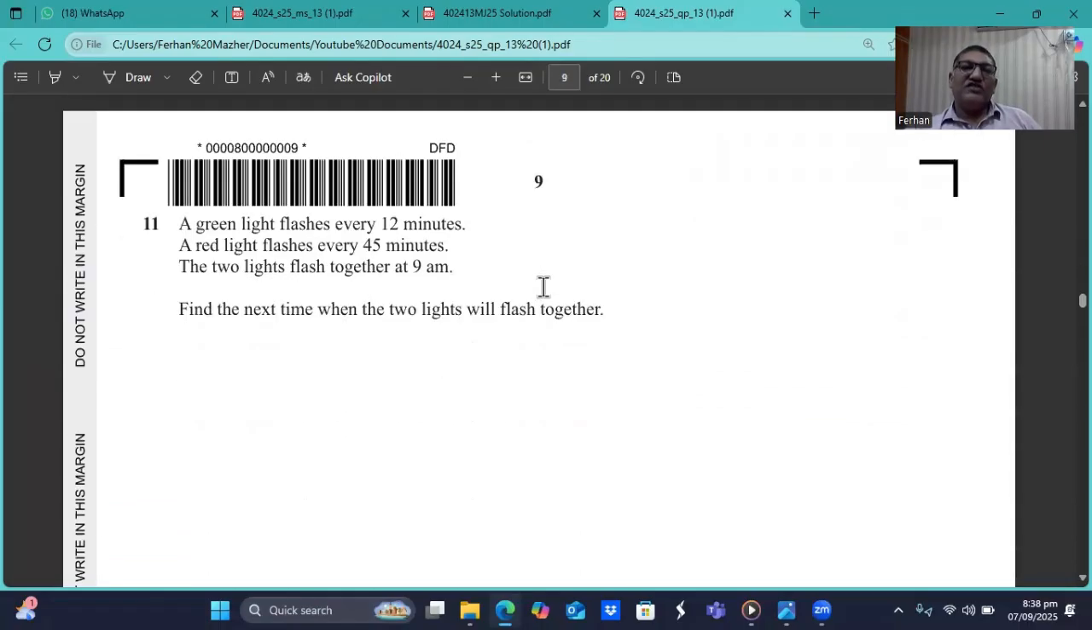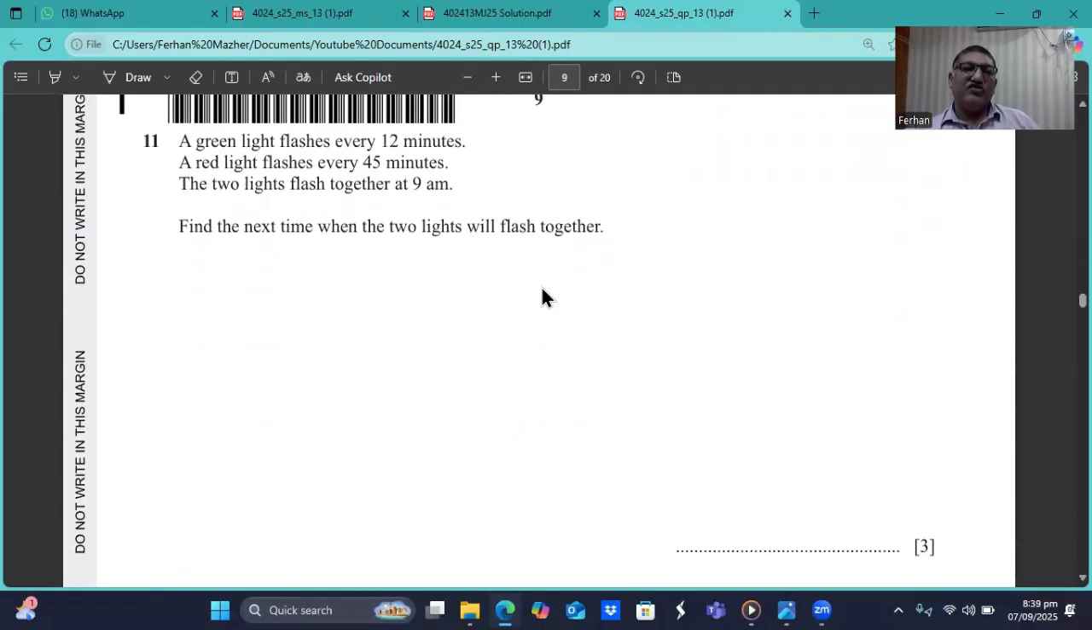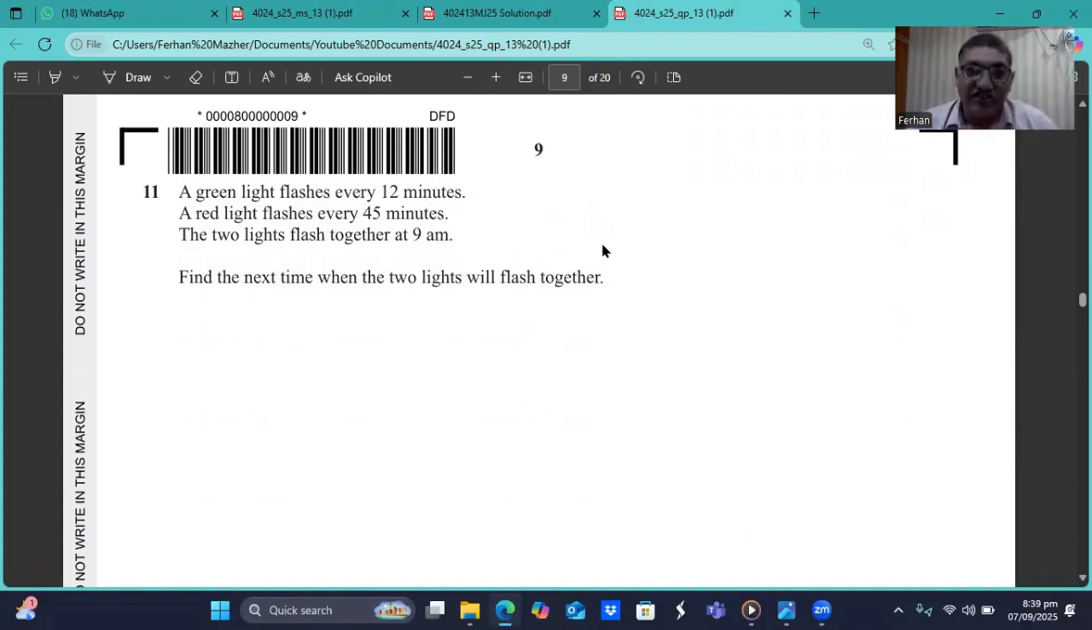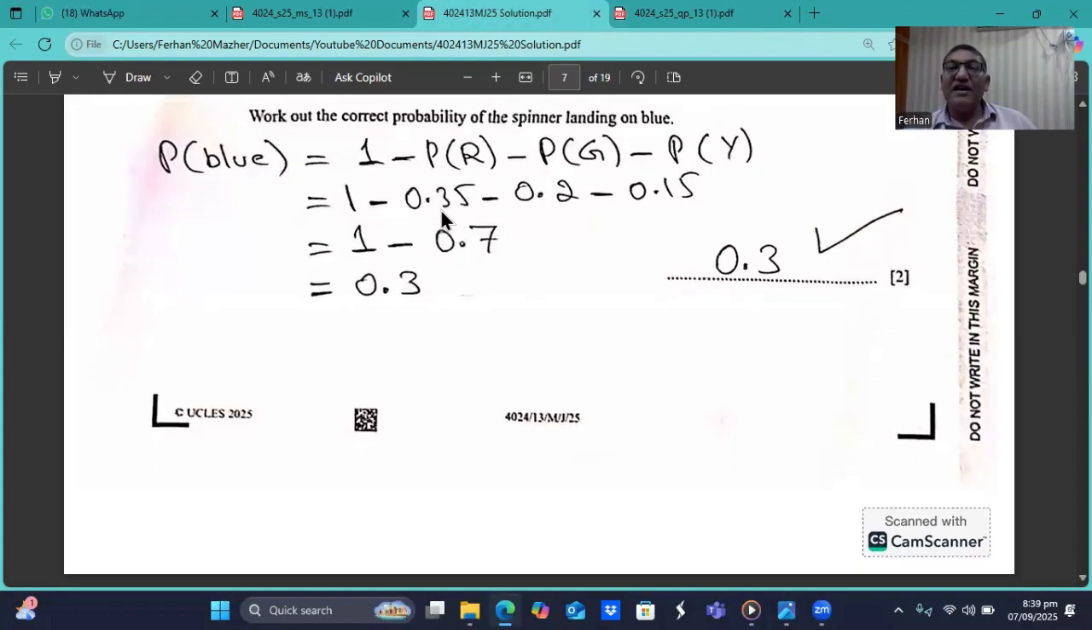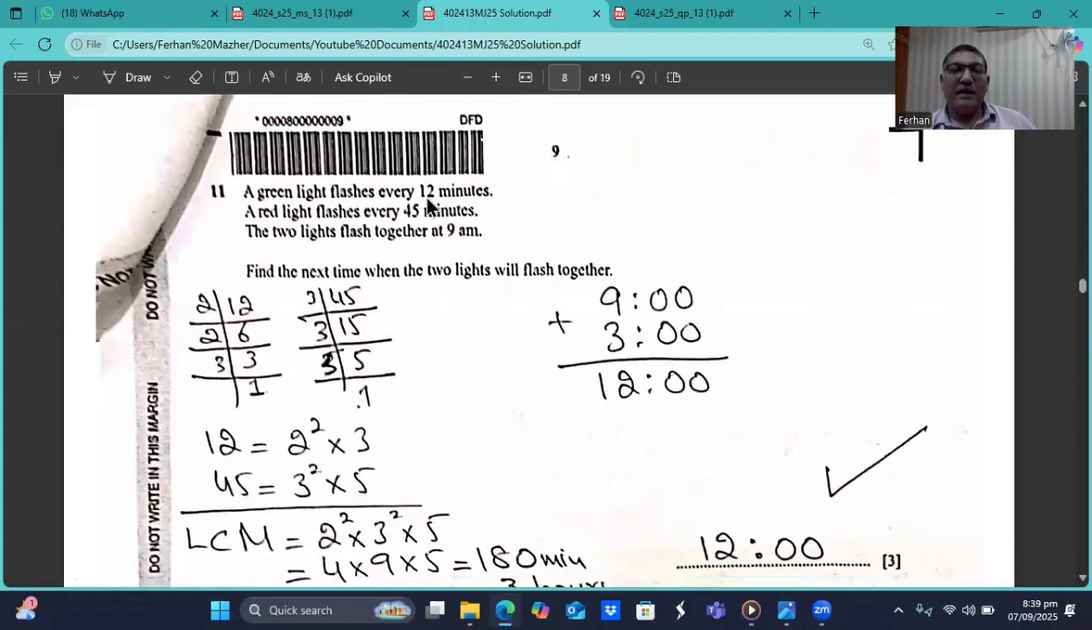Okay, so we are going to the next question, question number 11. A green light flashes every 12 minutes, a red light flashes every 45 minutes. The two lights flash together at 9 a.m. Find the next time when the two lights will flash together. It's a famous type of question on LCM, the least common multiple. So I will prime factorize 12, I will prime factorize 45, then I will find their LCM, and I will add those minutes to 9 a.m.